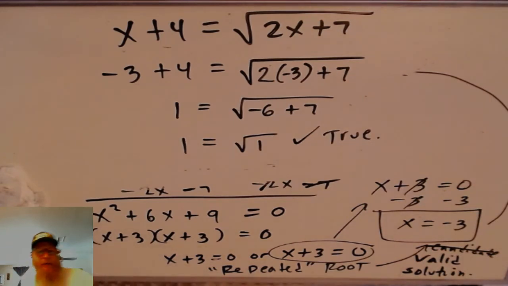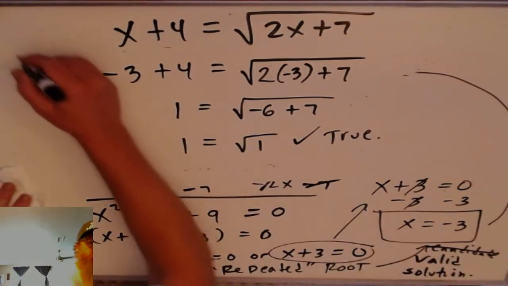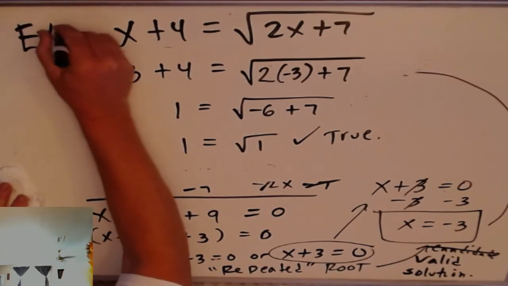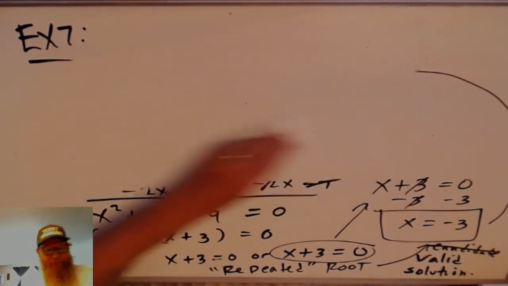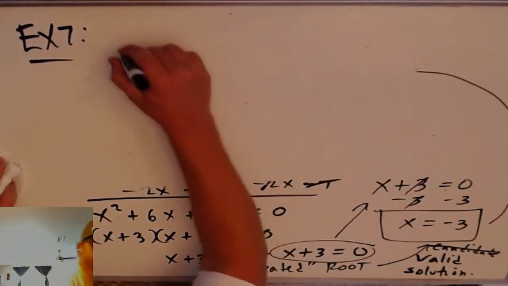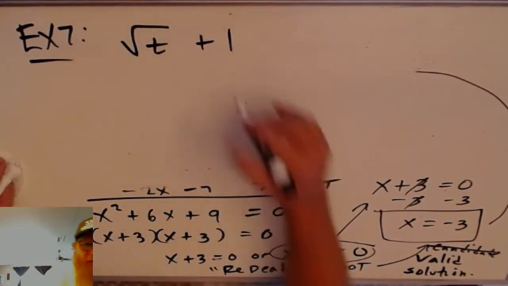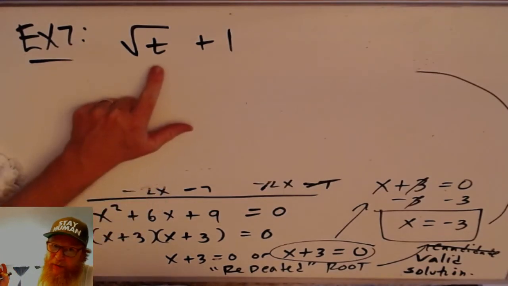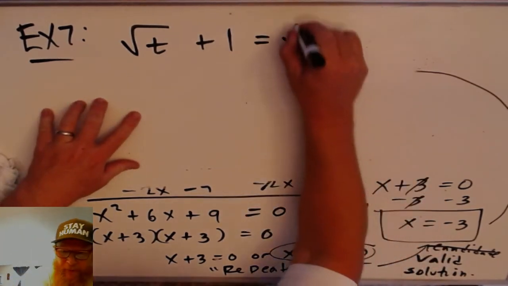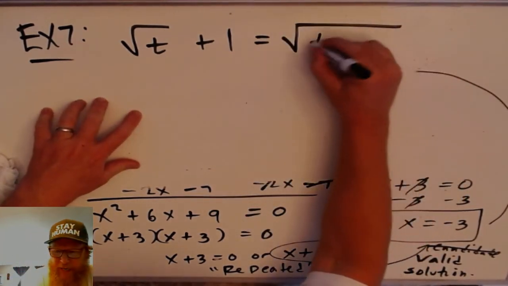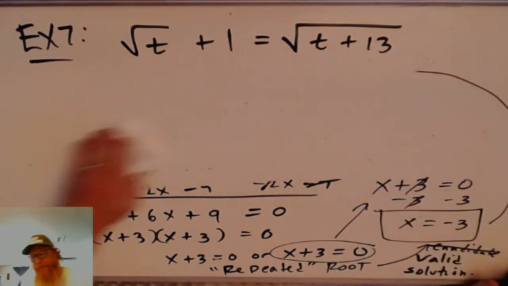All right, 2 more. Example 7. Square root of t plus 1. Oh no, I'm getting crazy now on you. Different variable. If that bothers you, you can just call it x. It means the same thing. Equals the square root of t plus 13.